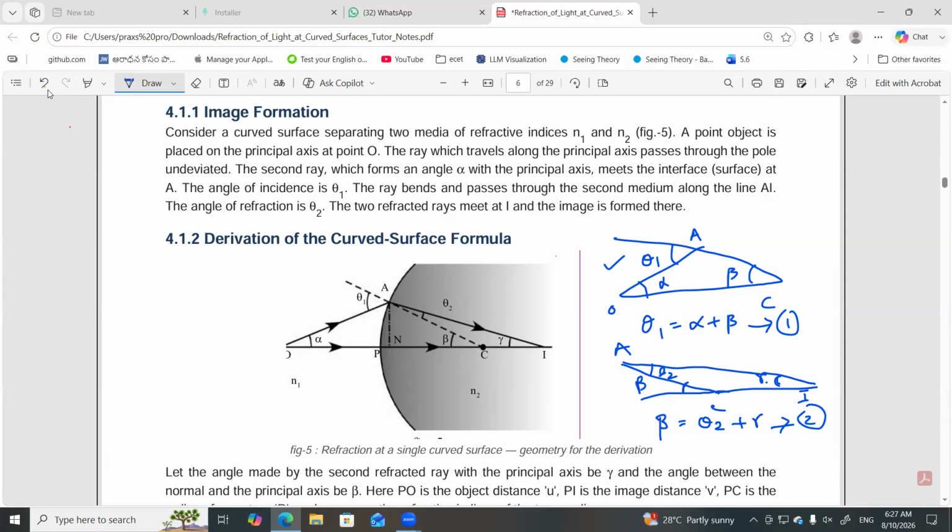Okay, sir. Beta is equal to theta 2 plus gamma. Get those two triangles fast. Theta 1 is equal to alpha plus beta, and beta is equal to theta 2 plus gamma.